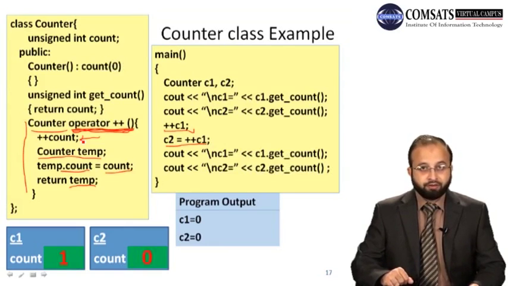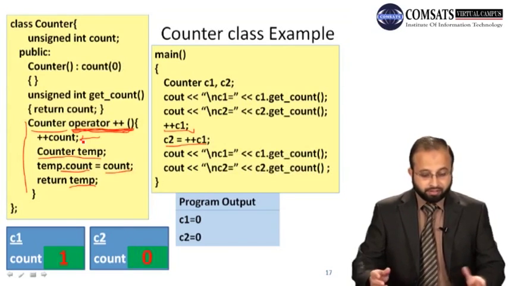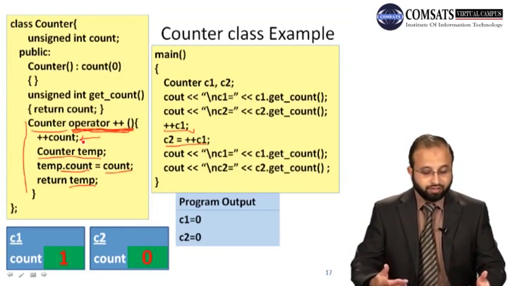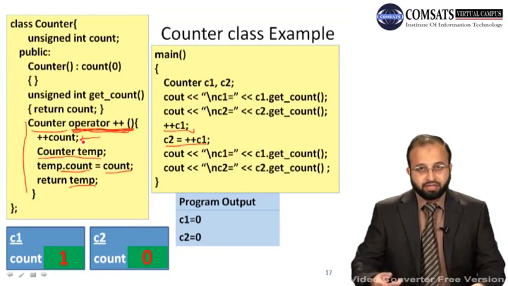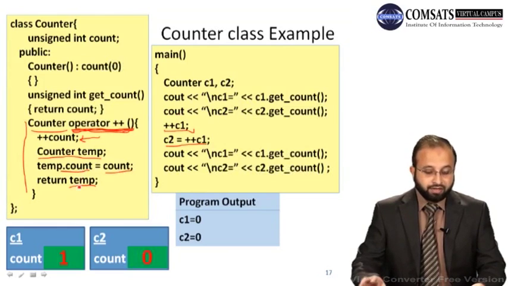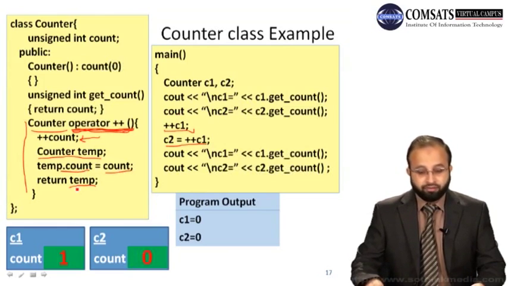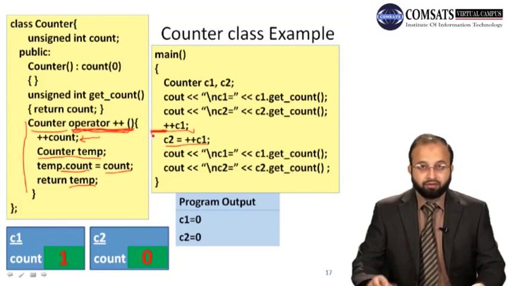And then it creates an object with the name temp, T-E-M-P, and then temp के count में जो C1 के count की value है that will be assigned and it will return the temp object by value. So जहाँ पर हम उसको मेन फंक्शन में कहीं पर इसको कैच नहीं कर रहे, that means we are not assigning the value of temp to any count object, right? So वो वैल्यू लॉस हो जाएगी, right?